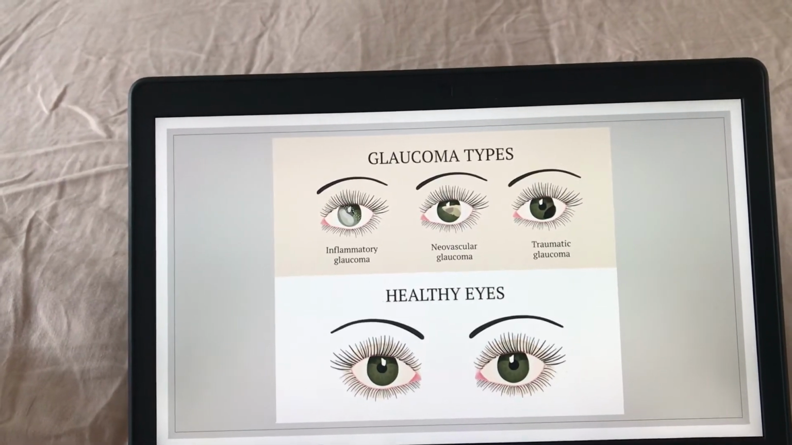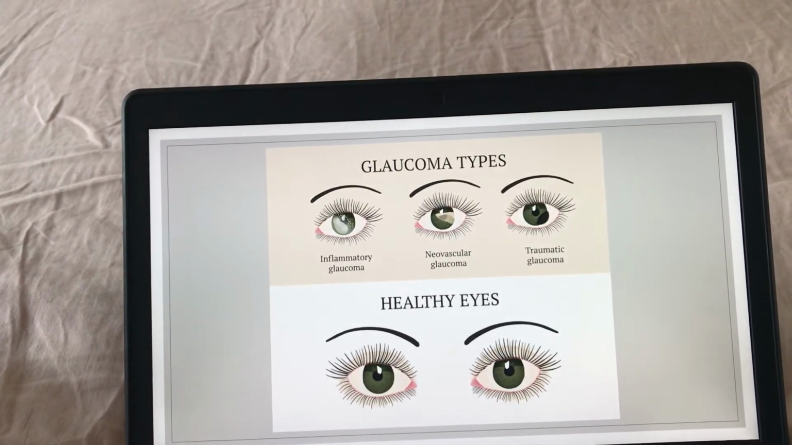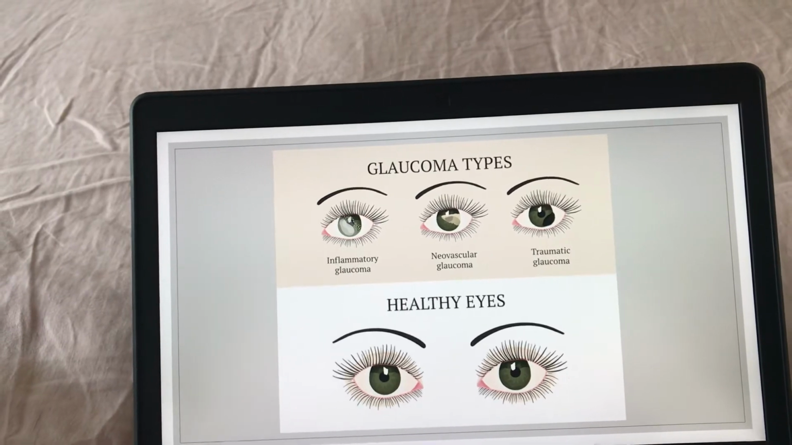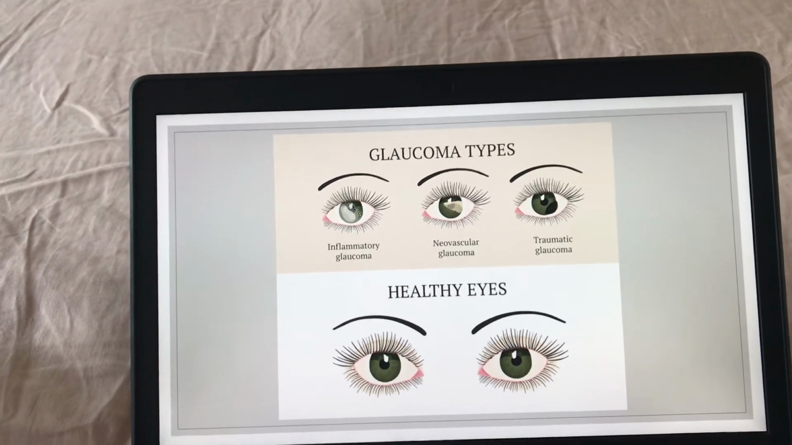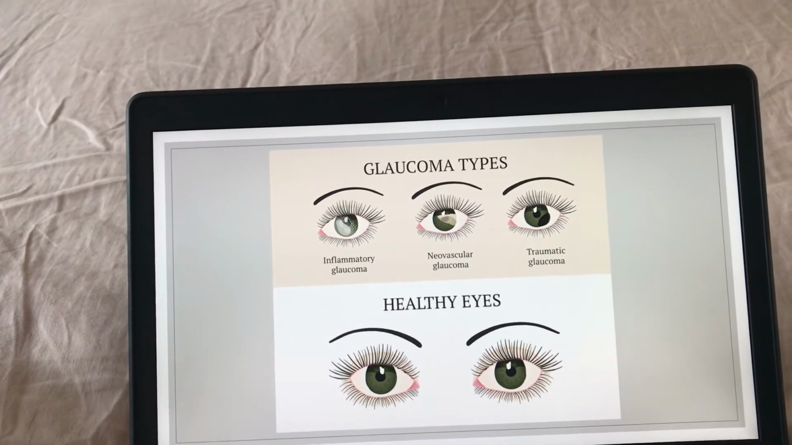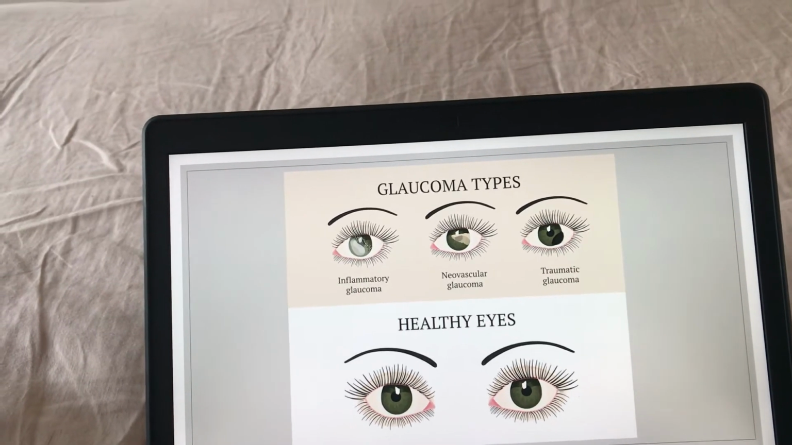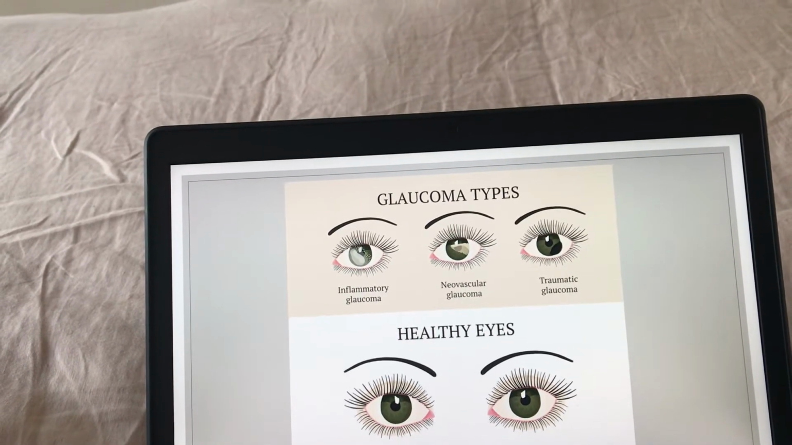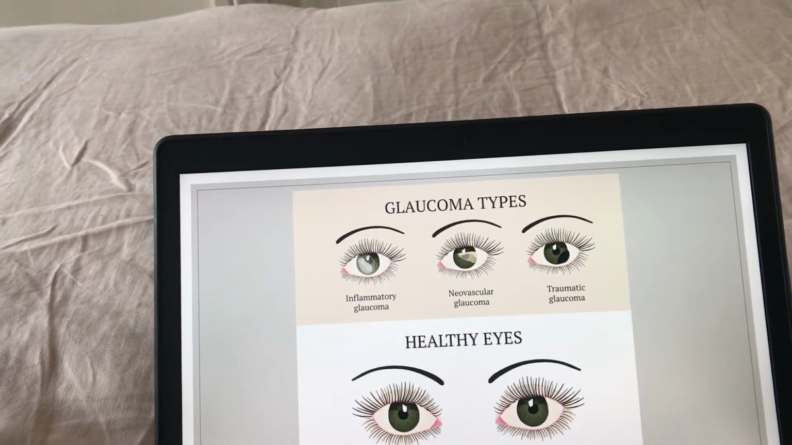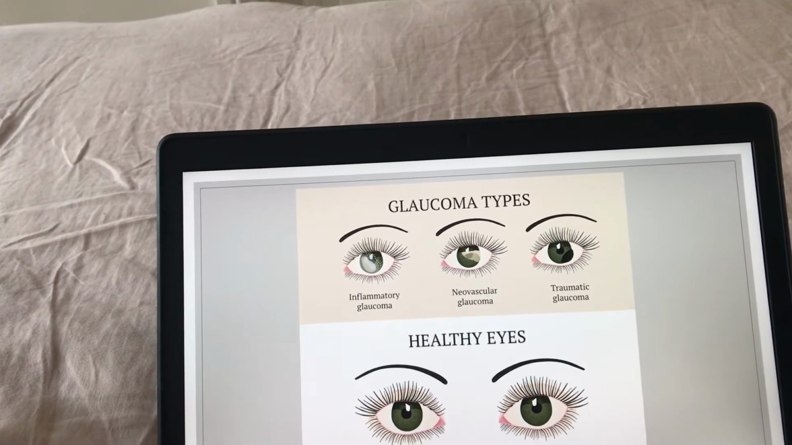So inflammatory glaucoma is a type of secondary glaucoma that can be difficult to manage, and that's because the inflammation can either increase or lower the intraocular pressure. The inflammation also causes white cells to form in the aqueous humour that can block the trabecular meshwork.